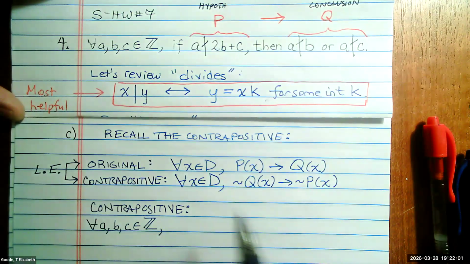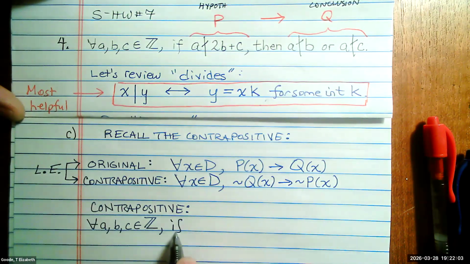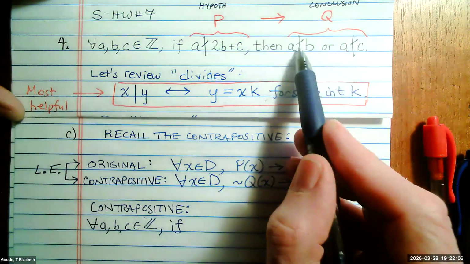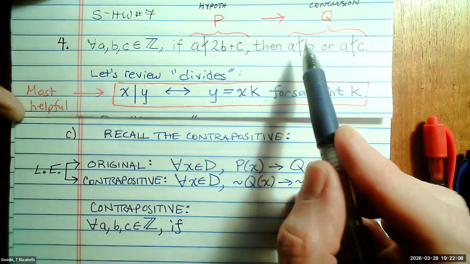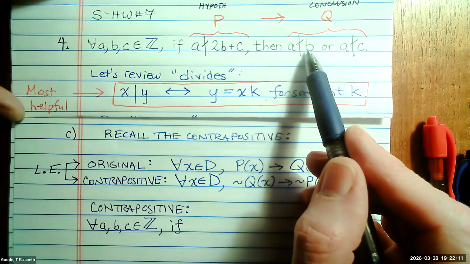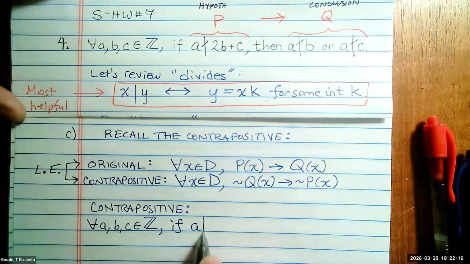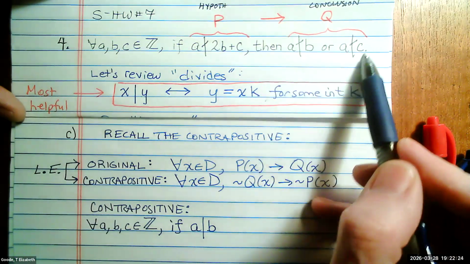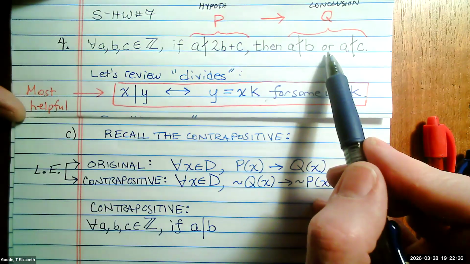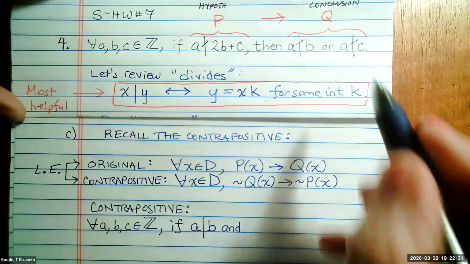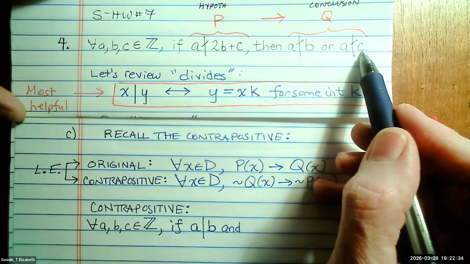But we want if not Q, right? So can you negate Q for me? What do you think the negation of A does not divide B is? It would be A divides B. Exactly. And when we use De Morgan's laws to negate Q, what happens to this or? It becomes an and. It does indeed. And then what happens to A does not divide C? It becomes A divides C.